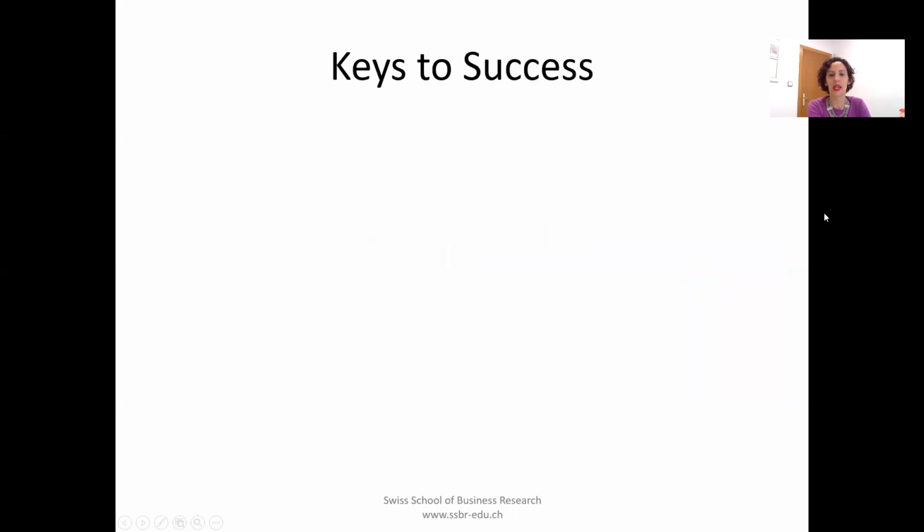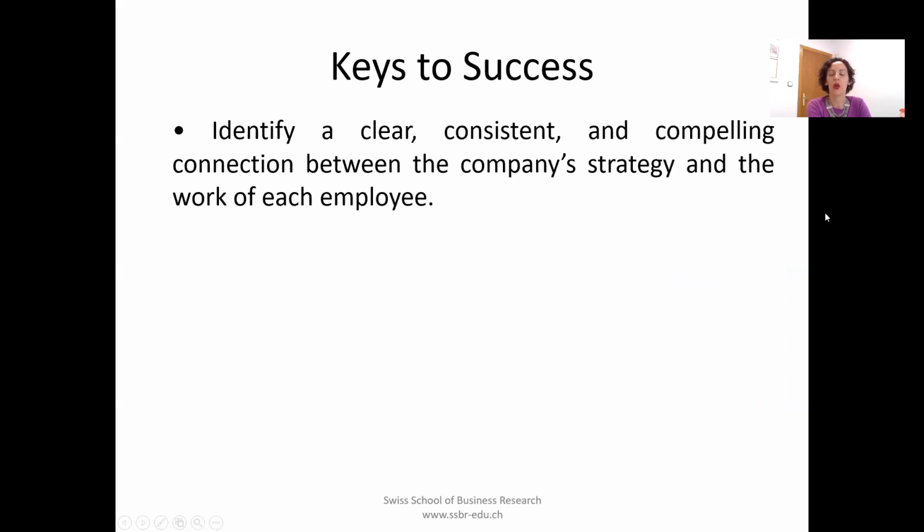How can we succeed in our performance management system? Well, the first thing we need to do is identify a clear, consistent, and compelling connection between our organization's goals and objectives and the work that each and every single employee does in the organization.